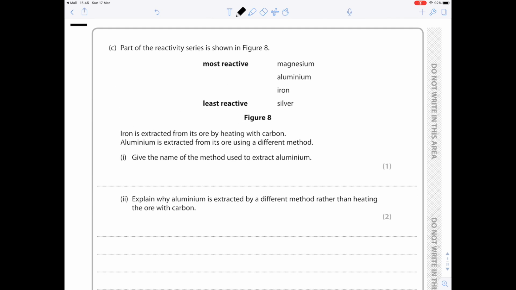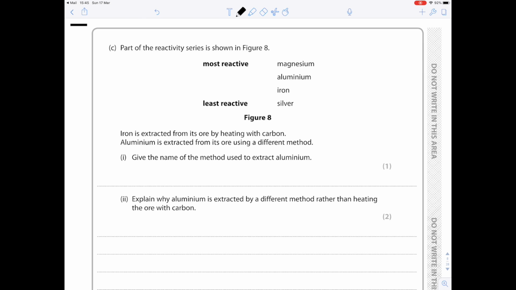C. Part of the reactivity series is shown in figure 8. So we've got our most reactive metal, which is magnesium. The least reactive is silver. Iron is extracted from its ore by heating with carbon. Aluminium is extracted from its ore using a different method.